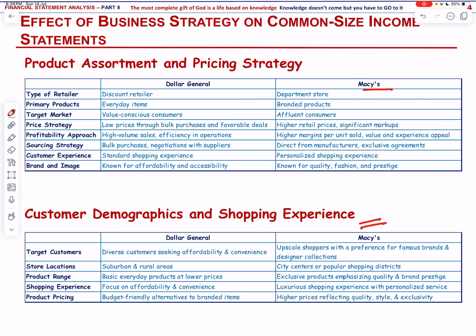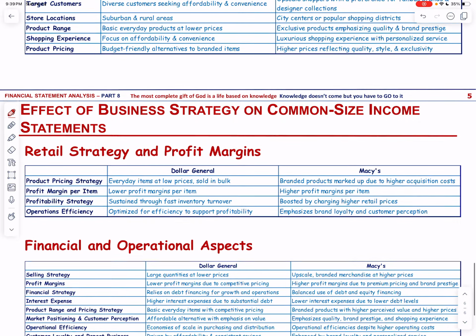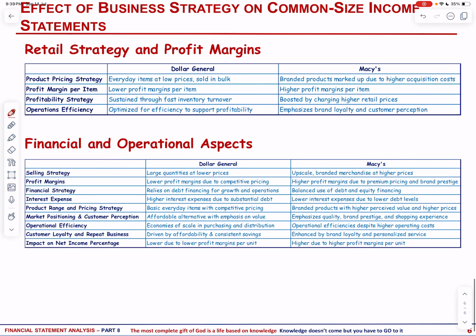Next, let us talk about the retail strategy and profit margins of the two firms. Now, Dollar General sells items at low prices in bulk. Their profit margin per item is lower compared to Macy's. Profitability is sustained through fast inventory turnover. Operations are optimized for efficiency to support profitability. Macy's markup on branded products is higher due to their higher acquisition cost for premium brands. They charge higher retail prices, leveraging brand loyalty and customer perception. This strategy boosts Macy's profitability per item sold.